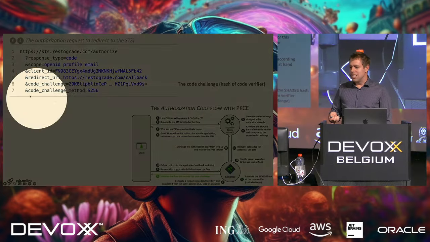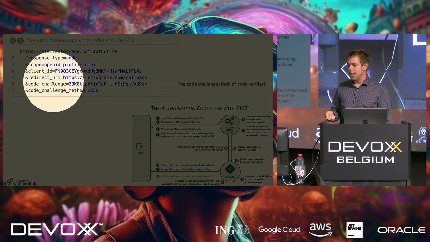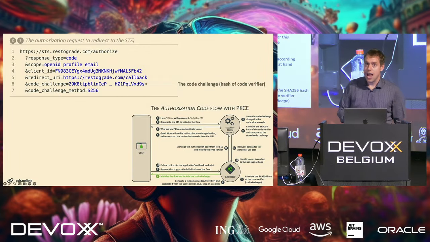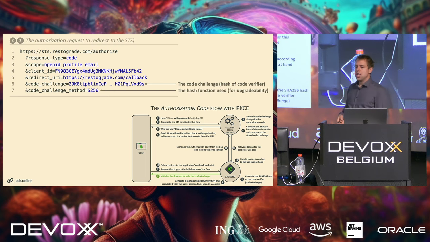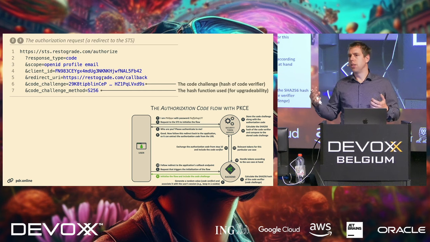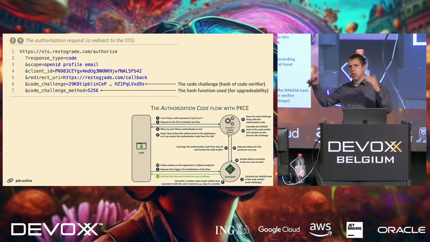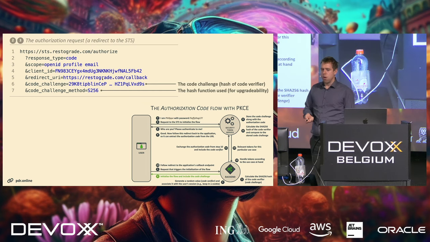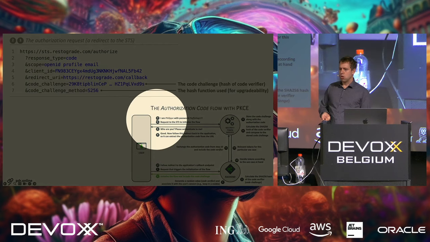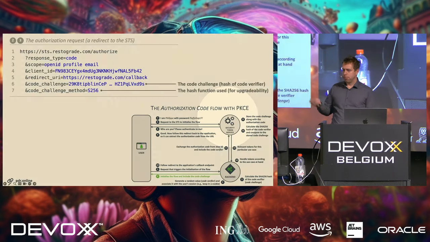But in this step, you can see in line 6, the code challenge. That is the base64 URL encoded hash of a secret. And you can also see a code challenge method. That's the hash function we used. There's like only one relevant hash function, SHA-256, but it's for upgradability because in the future you want to use SHA-3 or whatever, and then you can just gradually upgrade as we go along. But that's how we signal that in step 4 here, and also which goes there in step 5. Good.